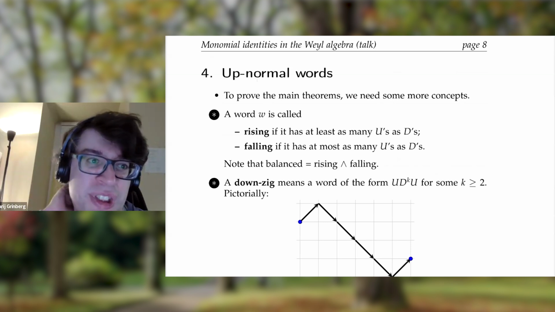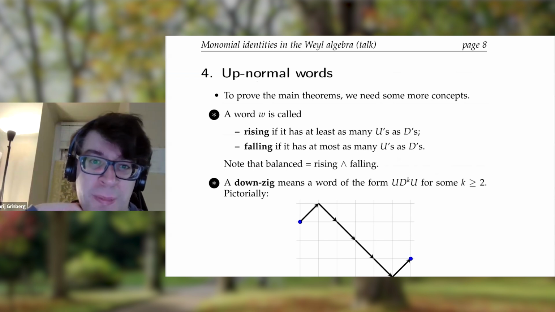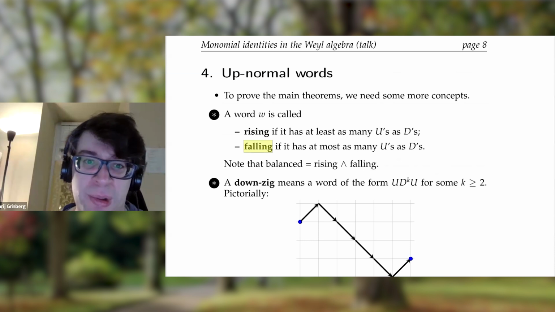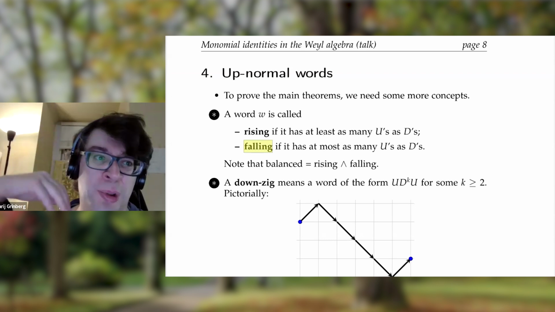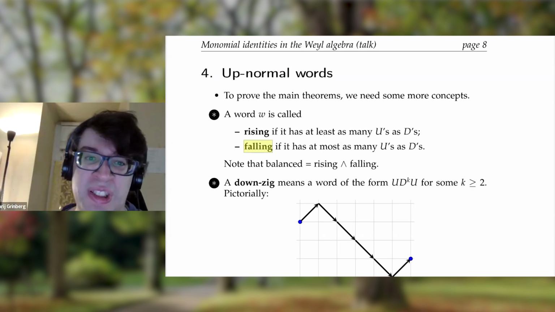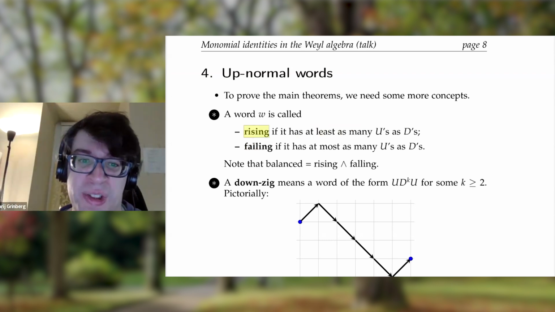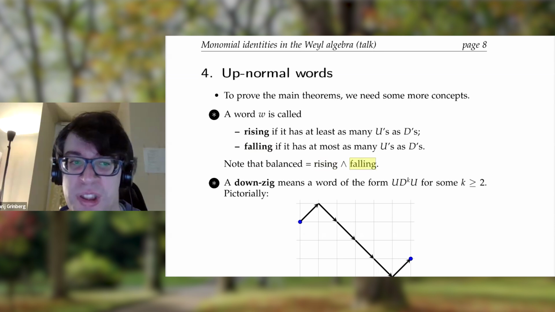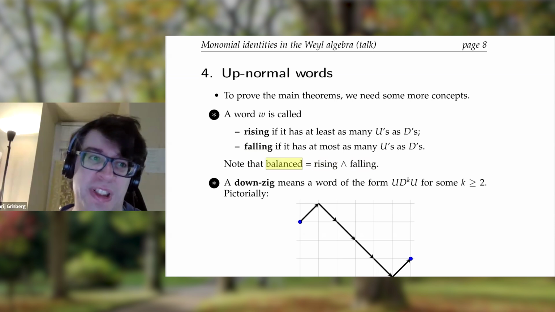I won't go into the details. There are some non-trivial results to be shown here, but I'll give you an outline. I define a word to be rising or falling depending on whether its standard path has more ups than downs or fewer ups than downs. Notice that I allow equality in both cases. So rising and falling overlap exactly in the balanced words. They are both rising and falling.